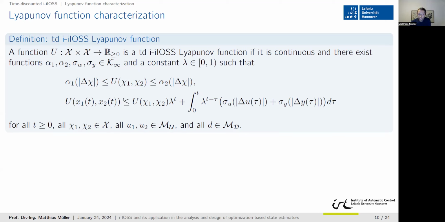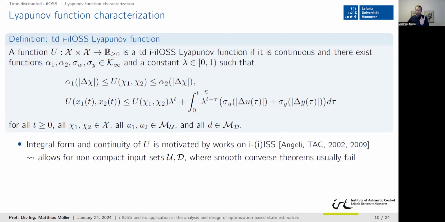And this is basically the standard dissipation inequality, right? Basically where I have these gains here, the nonlinear gains of the output and input difference, for the incremental version. And two remarks I have for that. First, that we have an integral form here and not the differential version, as maybe is more common, and only require continuity instead of a smooth ISS Lyapunov function. This is motivated by works from David Angeli 15-20 years ago, who studied incremental versions of ISS, so both ISS and integral ISS, right? And typically this allows us to treat also non-compact input sets where typically smooth converse theorems fail or might fail.